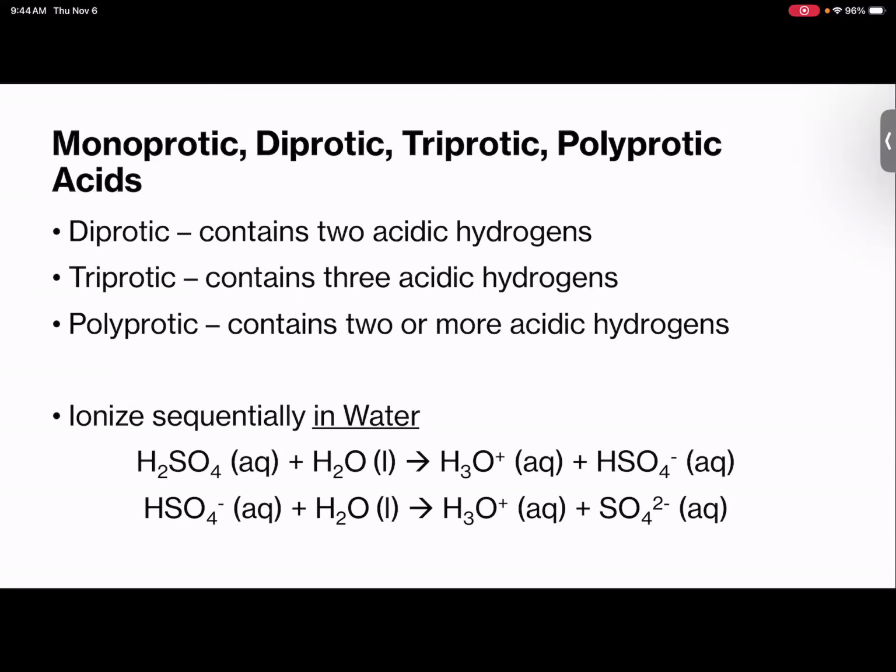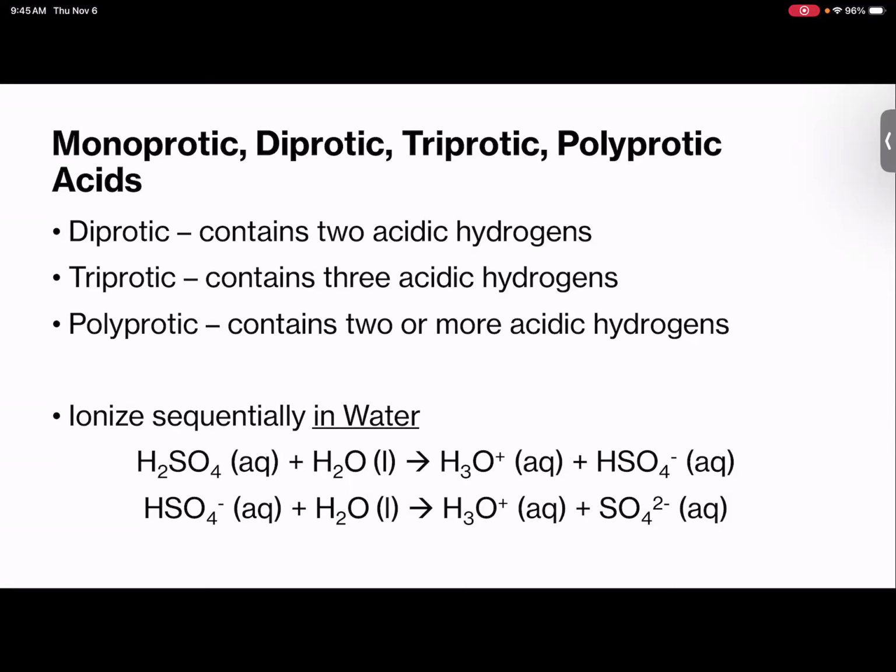Now, acids can also be listed as diprotic, meaning they have two acidic hydrogens, triprotic, meaning they have three acidic hydrogens, or polyprotic, meaning they have more than three. An example of a diprotic acid is sulfuric acid. An example of a triprotic acid would be phosphoric acid. Those are just common acids that are examples of these types of acids.